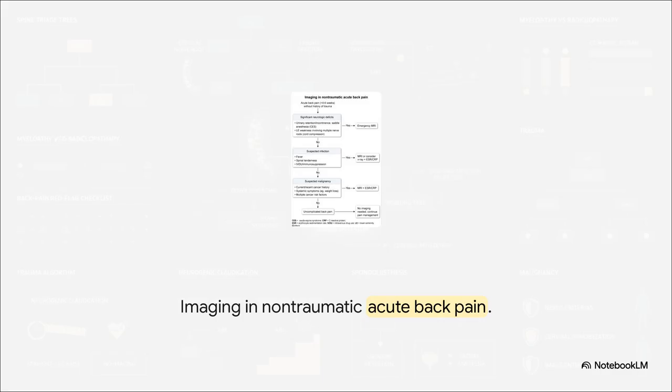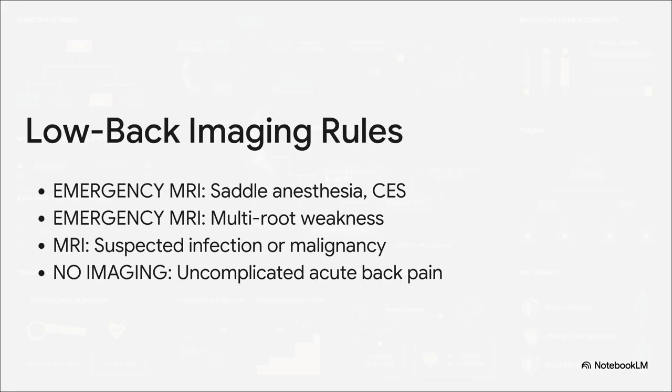Okay, let's dive straight into the algorithmic pathway for non-traumatic back pain imaging, because honestly, this is where points are won or lost on test day. Every single patient with acute back pain under 4 to 6 weeks needs to be run through this exact mental flow chart. The absolute golden rule: uncomplicated acute back pain gets zero imaging. None. You have to resist the urge to click that MRI button. You just continue conservative pain management.